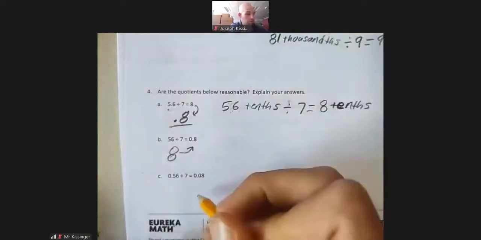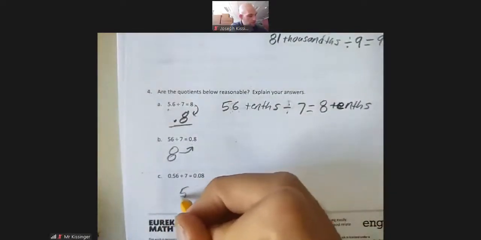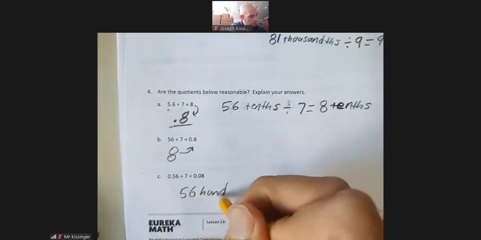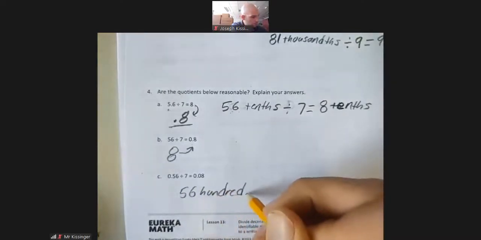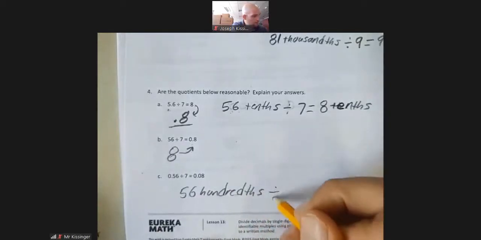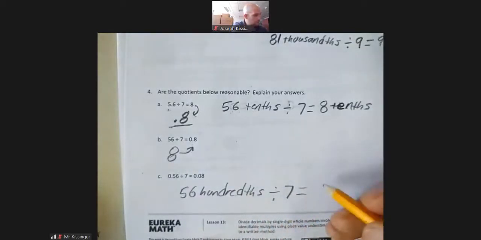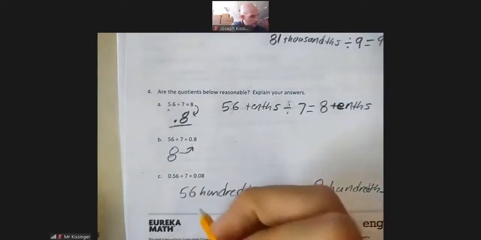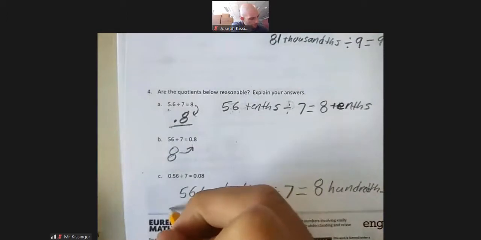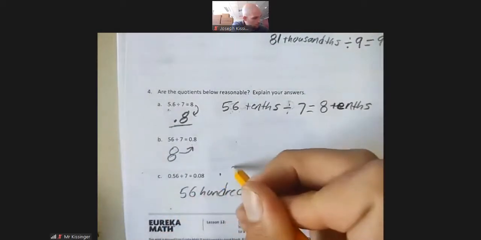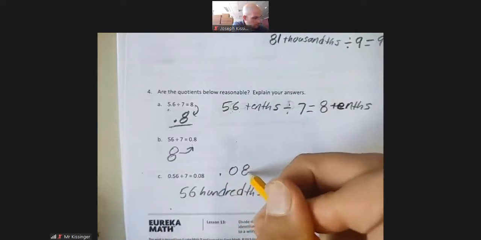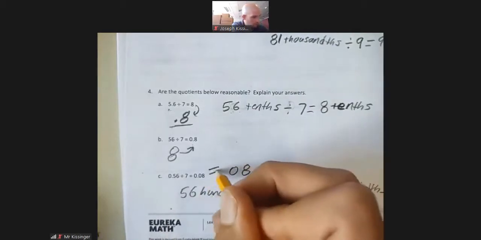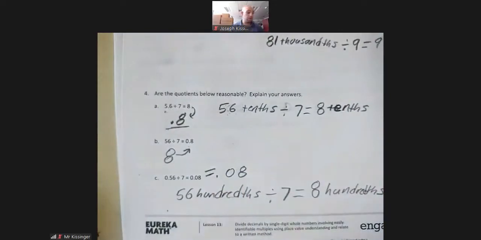How about this one? 0.56 divided by 7. So we have 56 hundredths divided by 7. Well, 56 divided by 7 is 8. But we're talking about hundredths, so we have 8 hundredths. And 0.08 is 8 hundredths. Well, that's equal. So that one I would say is the only one out of the three that's reasonable.